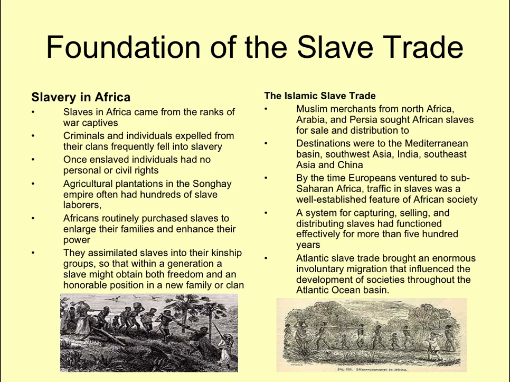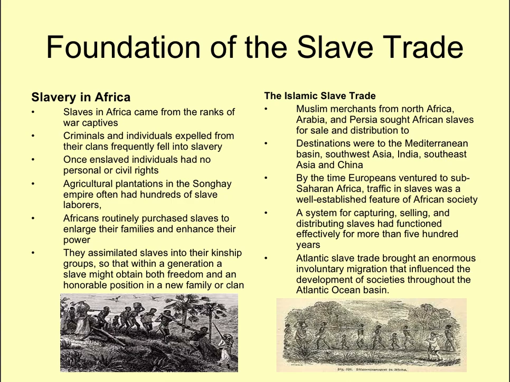We also see the Islamic slave trade as well, and we see this before we see the American slave trade. Muslim merchants from North Africa, Arabia, and Persia sought African slaves for sale and distribution to their areas, pretty much in the East and the Middle East. The destinations were the Mediterranean Basin, Southwest Asia, India, Southeast Asia, and China. So pretty much all of Eurasia.